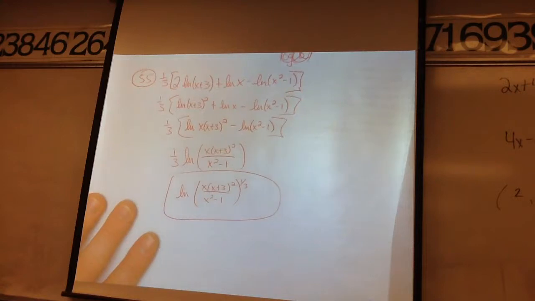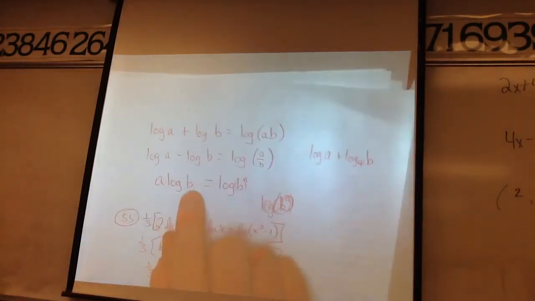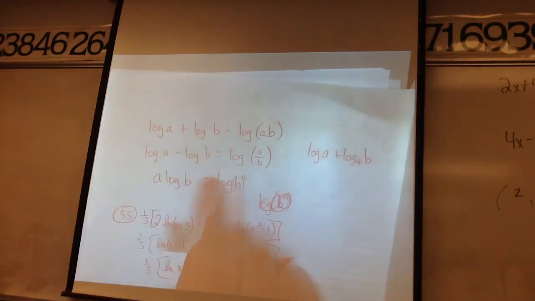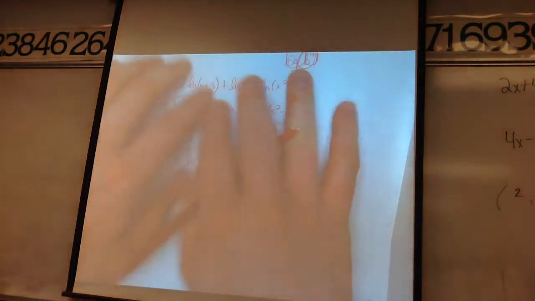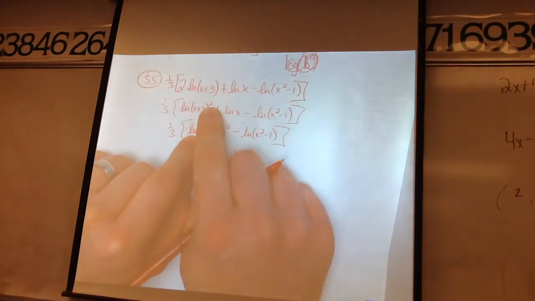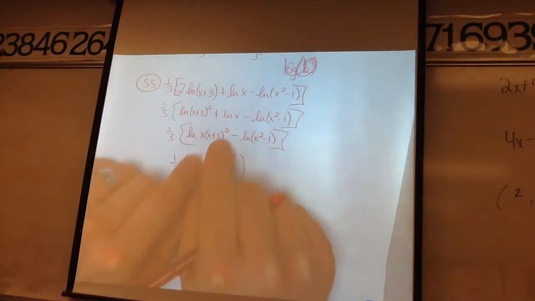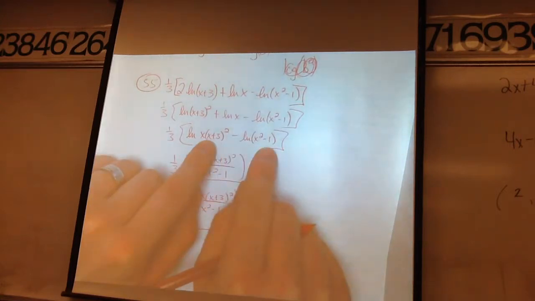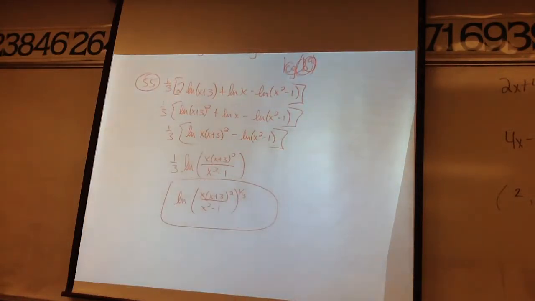There you go. What's wrong, Angelica? It's just these 3 rules. Number in front, make it a power. Subtraction, divide. Addition, add, or multiply. That's all I did on that one. Addition, multiply those things. Subtraction, divide those things. A number in front, make it a power. That's it. 3 rules.